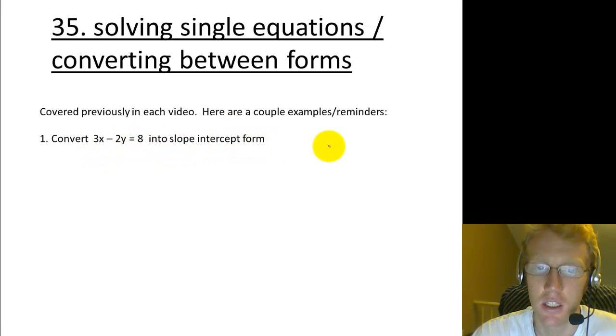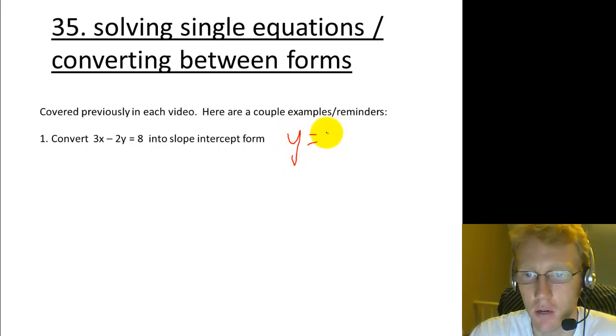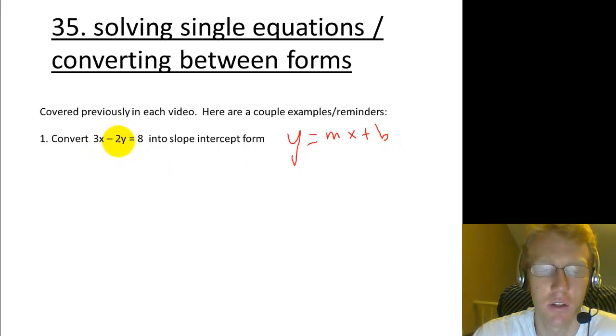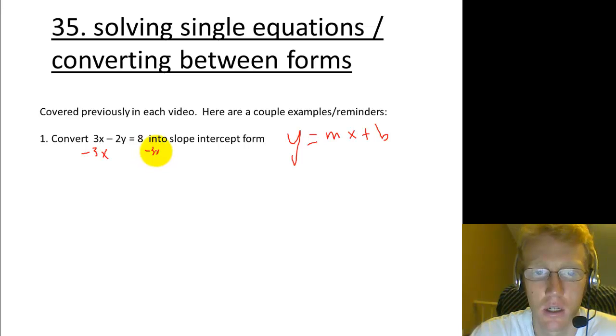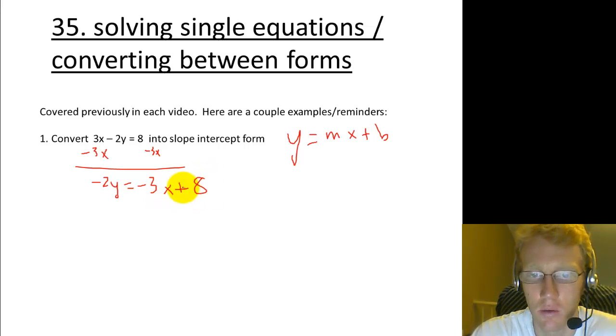So to get it in slope-intercept form, we know that's going to look like y equals mx plus b. So we need to get the y by itself. So this is going to be two steps. The first step is minus 3x from both sides, leaving us with negative 2y equals negative 3x plus 8. Note we cannot combine these two because one is an x, one is just a number.